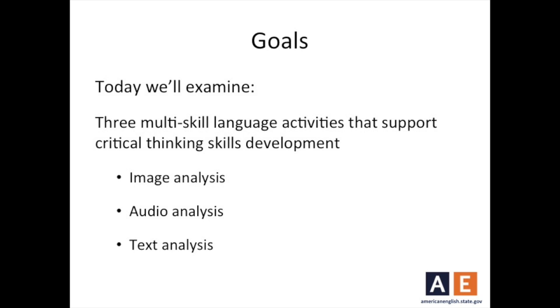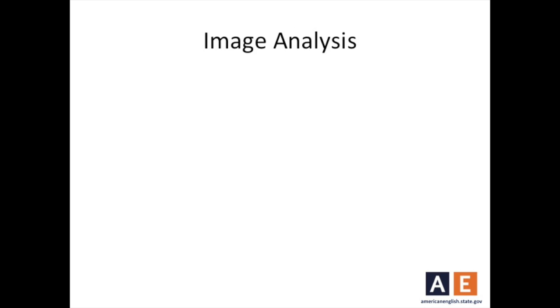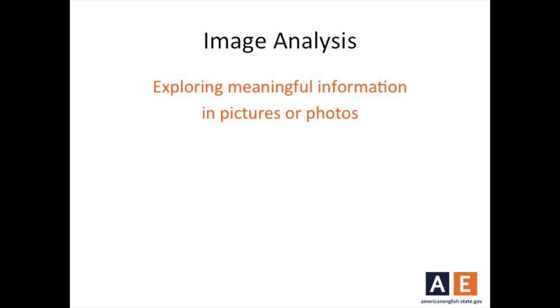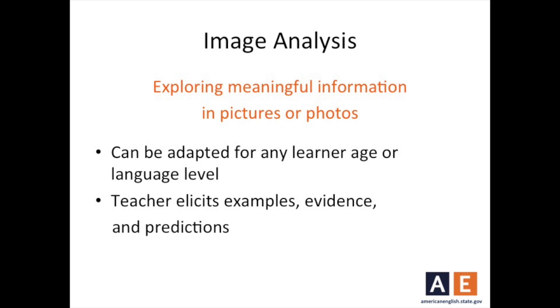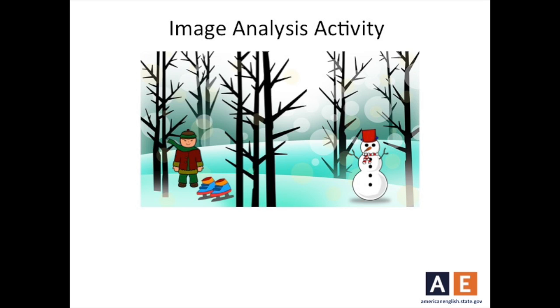These activities will address 3 types of analysis: visual, audio, and textual. Some of you may have done activities that ask advanced learners to explore and analyze complex images. But let's look at how teachers can use this type of exercise with very young, pre-literate, or beginning level learners. With the teacher's support, these students can use their critical thinking and language skills to give examples, provide evidence, and make predictions. So let's pretend we have this image from a book for young learners.